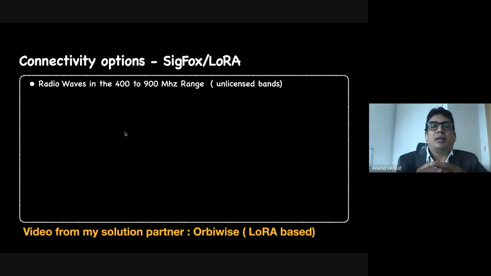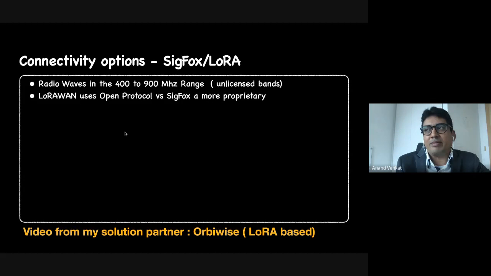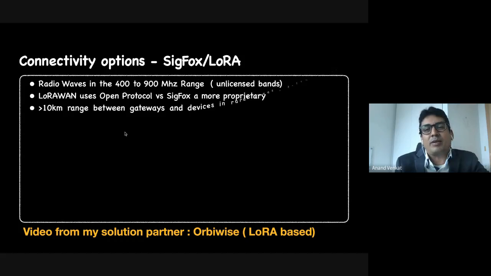Sigfox and LoRa are largely very similar. LoRa uses radio waves from the unlicensed band, like your very short wave kind of model. So it's free, or rather not so expensive. LoRaWAN uses an open protocol. Sigfox uses a proprietary one. I think that's the only difference.